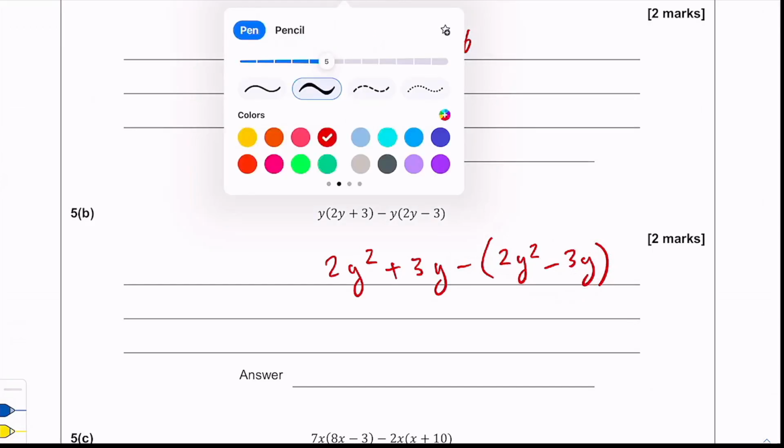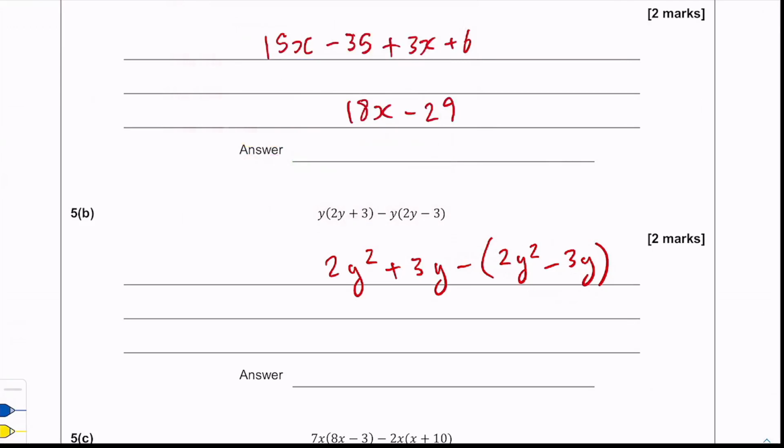Let's change colour as well. Let's go for this green. So we've got 2y squared plus 3y, and then we've got take away 2y squared, and then the take away negative 3y becomes positive, so plus 3y. We'll collect like terms, and we can see the 2y squareds cancel out, and then we've got 3y plus 3y, so our final answer is just 6y for this one.